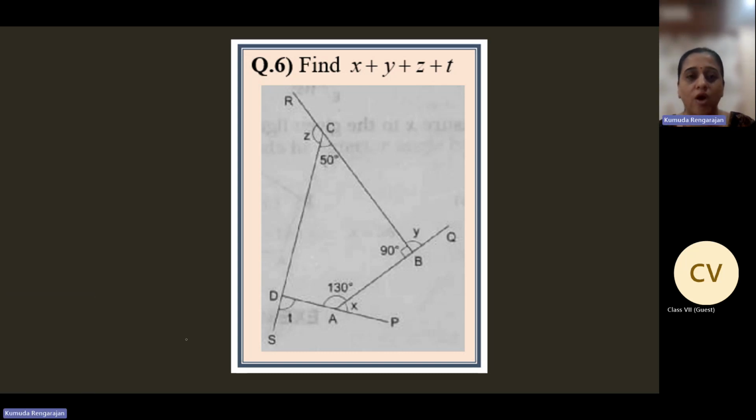Exterior angles are formed when the sides of the polygon are produced in the same straight line. Okay, so now we have to find X plus Y plus Z plus T. Now tell me what should be the answer? Quick, what should be the answer?